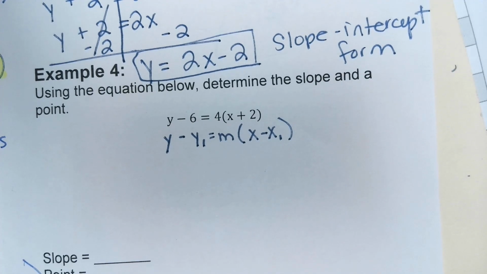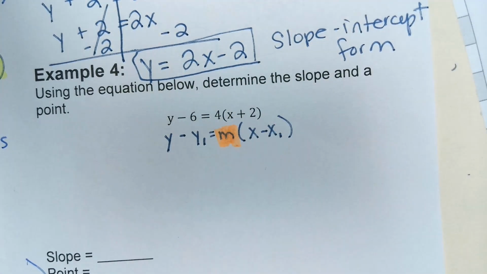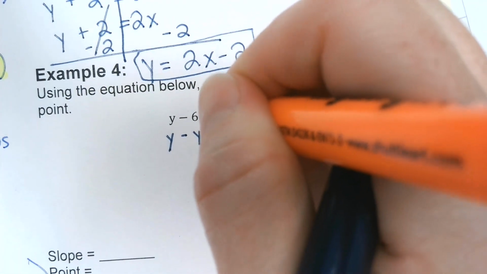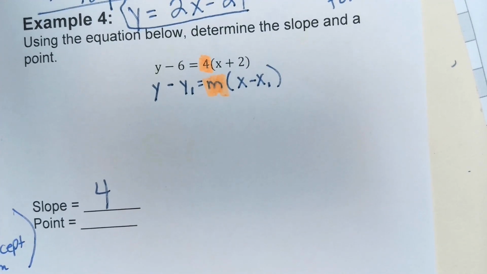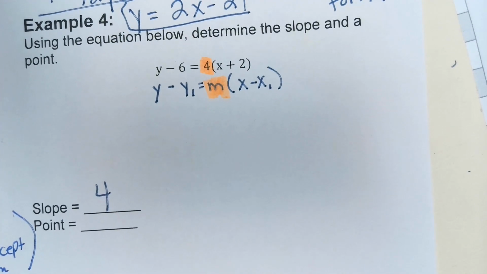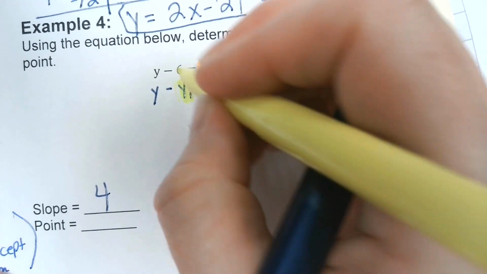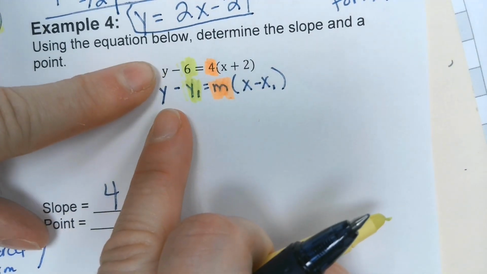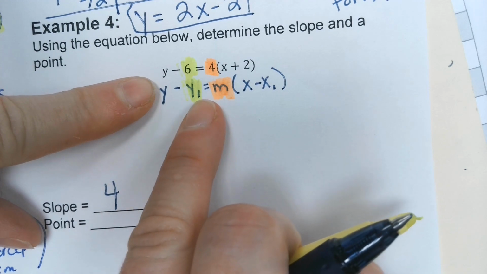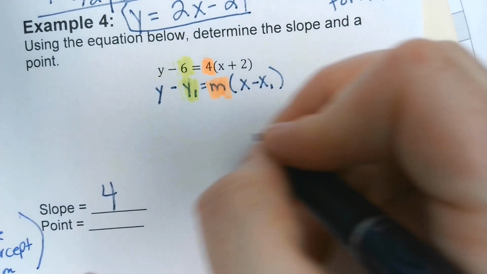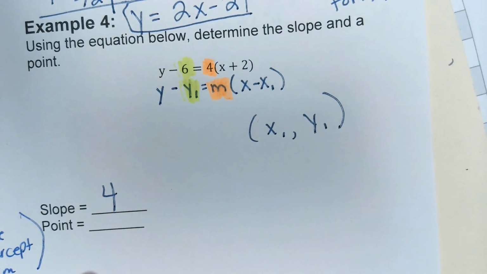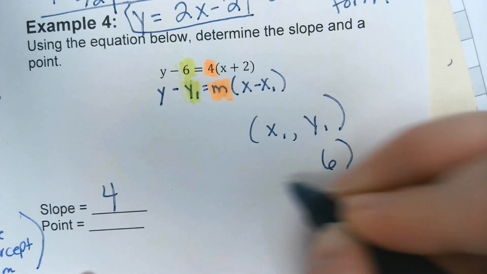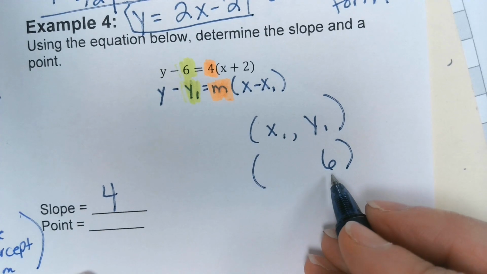What's the slope? What's right in front of the parentheses? 4. There we go. So go ahead and write m equals 4. And then x1. See how it's the same. y minus 6. y minus y1. We write our coordinate as x1 comma y1. So our y1 is 6. It's not negative 6, it's just 6. That comes from here.